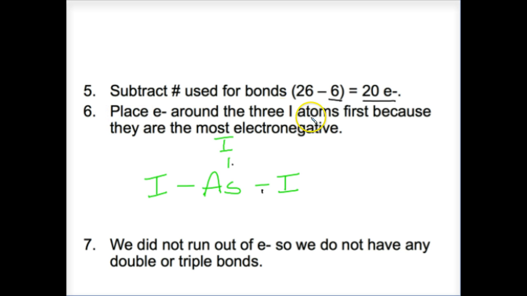I'm going to place these electrons around my 3 iodine atoms first because they are the most electronegative. 2, 3, 4, 5, 6 until you get done. You will notice only 18 electrons are accounted for. That means there's 2 electrons left. I didn't run out, so I don't have to worry about double or triple bonds. All extra electrons go on the central atom. So I'm going to cheat, 2, 4, 6, 8, and then my last 2 right there.